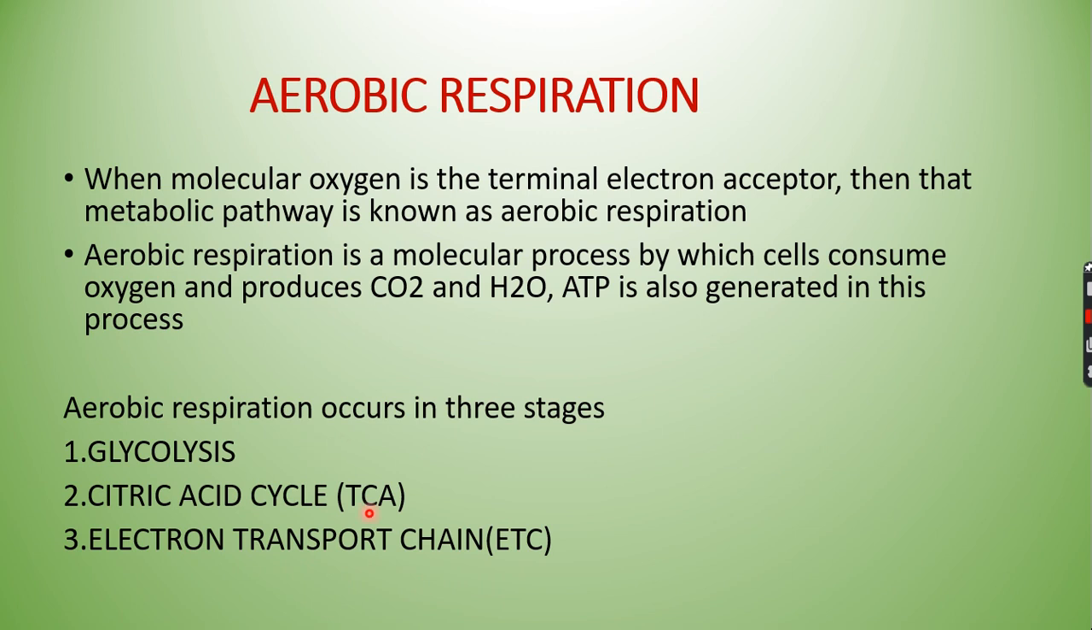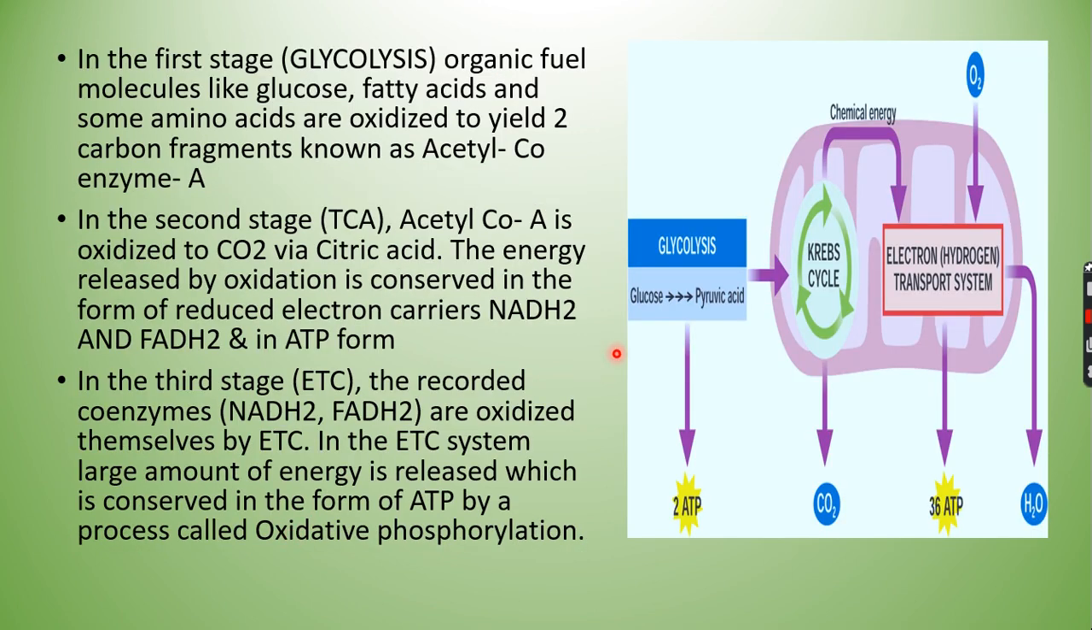So the aerobic respiration, the conversion of a glucose molecule into carbon dioxide and water with the generation of ATP, is going to take place in three stages. What are those three stages? Glycolysis, citric acid cycle and then electron transport chain. So here comes the total aerobic respiration.